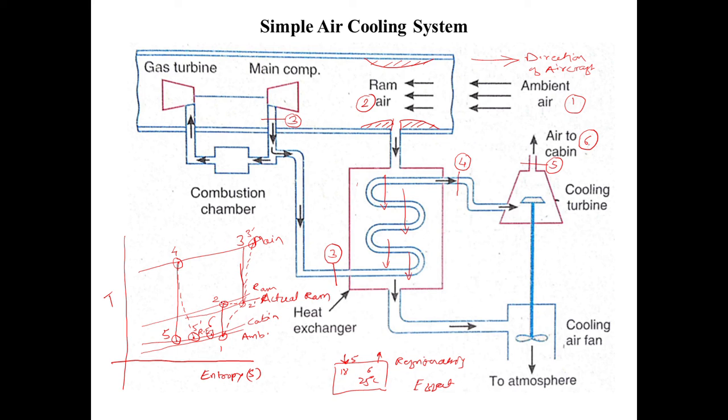In some cases the ramming efficiency won't be given, however the compressor and turbine efficiency will be given. In that case, if the ramming efficiency is not given, the main compressor process will start from point 2 only, instead of 2 dash. You need not show this actual 2 dash point. So take care of that if the ramming efficiency is not given. If the ramming efficiency is given, then definitely you have to show this point. So this is the simple air cooling cycle and its TS diagram.